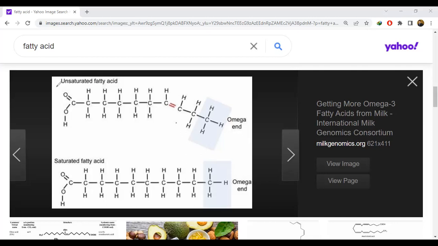Saturated fats are in which physical state at room temperature? Saturated fats are solids at room temperature. Unsaturated fats are majorly in which physical state at room temperature? They are liquids at room temperature. Understood?